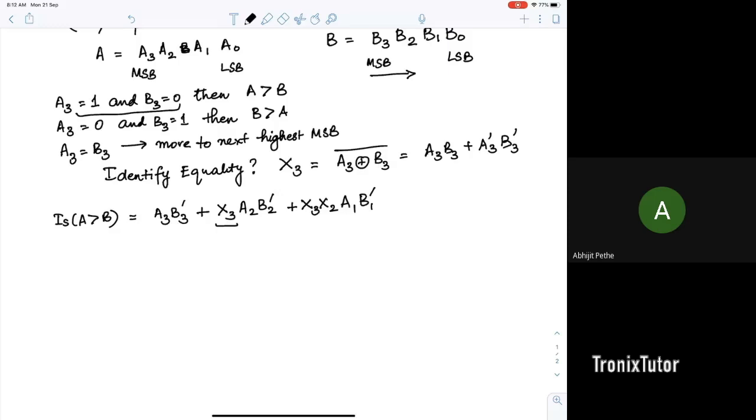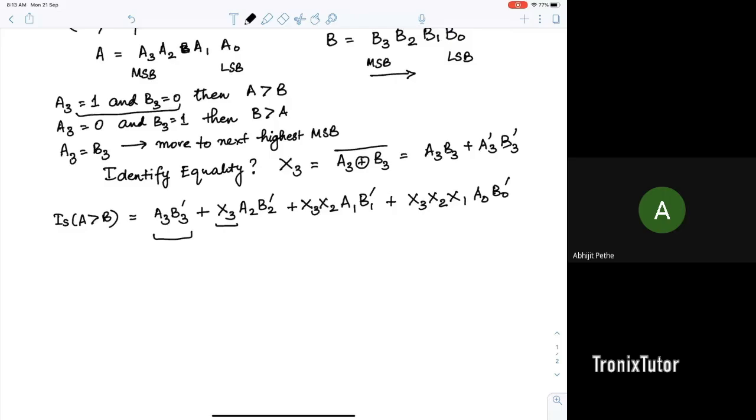And finally, this would be my logic expression for A is greater than B. Again, what am I doing? My first term is just comparing the two MSBs. I'm saying that if the MSB of A is greater than the MSB of B, life becomes simple here because we're dealing with binaries, so it's 1 and 0. So A3 B3 prime is going high when A3 is 1 and B3 is 0. If that is already true, then I don't need to worry about the rest.